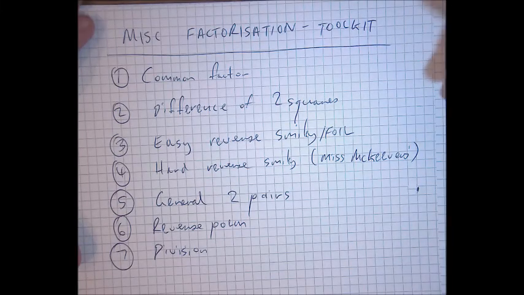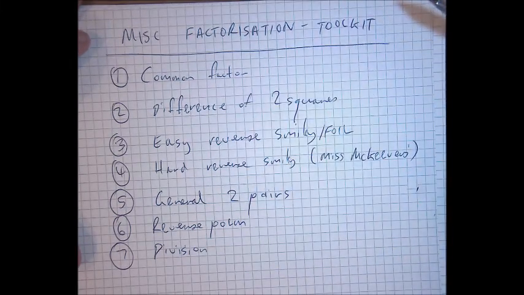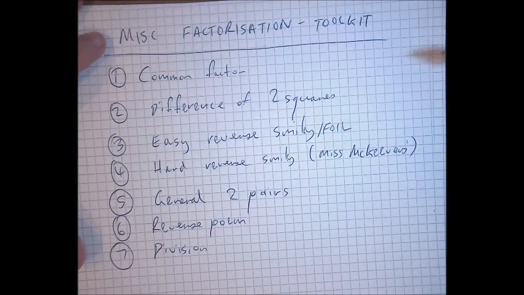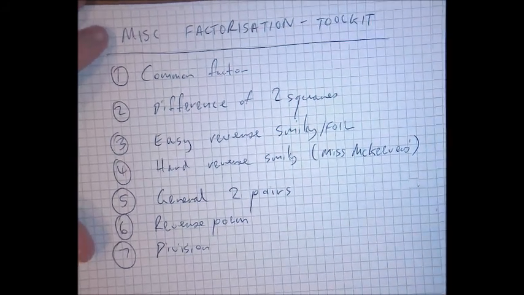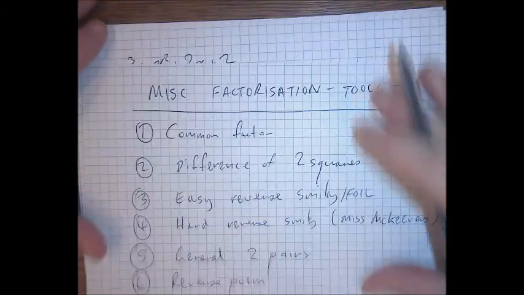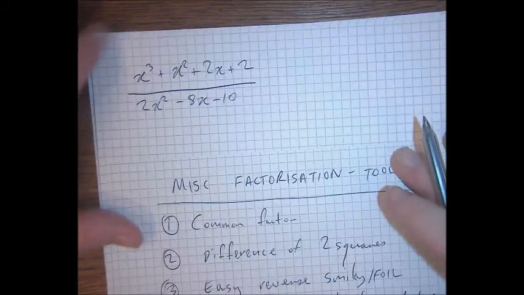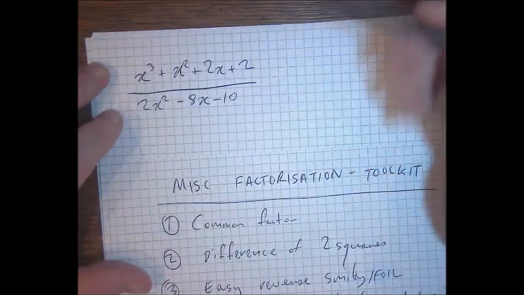In this video, I explain how to use the 7-point miscellaneous factorization toolkit to cancel some algebraic fractions. So, first question is this one.